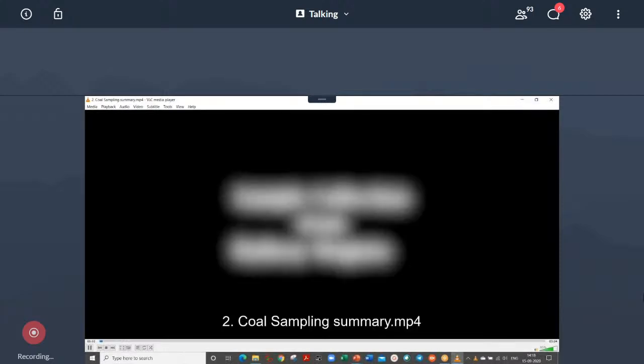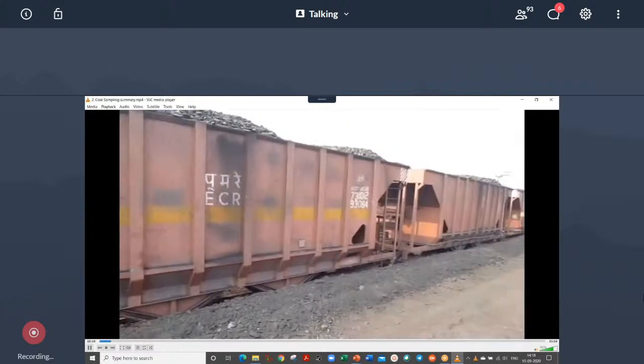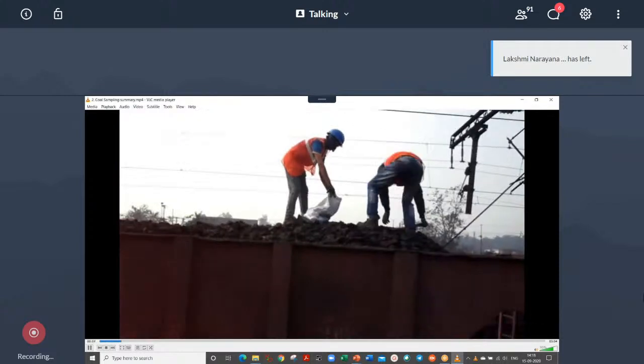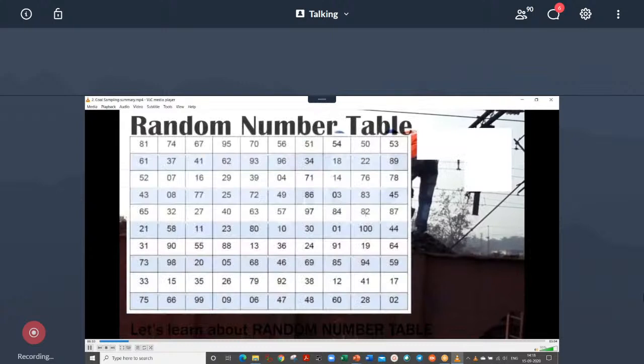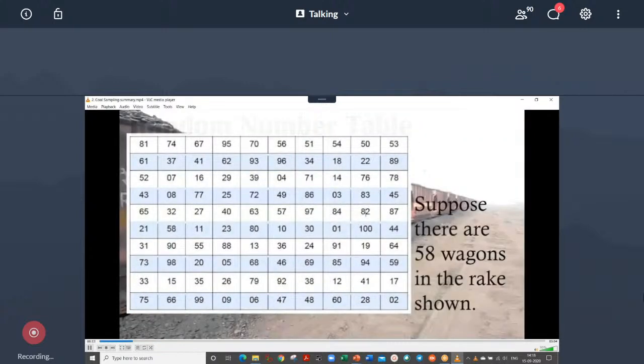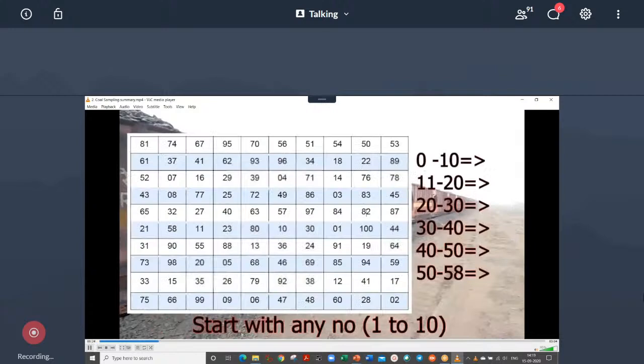Sample collection. From railway wagons, coal samples are collected by dividing the whole rake into sublots. The wagon numbers are selected according to the random number table taken from Clause A 2.1 of BIS standards. Let's suppose that this rake contains 58 wagons. According to this table, we will have 6 sublots. Start with a number from 1 to 10. Follow one direction. If the number encountered is greater than 58, go to the starting number and follow other directions till all the sublots have at least one number.